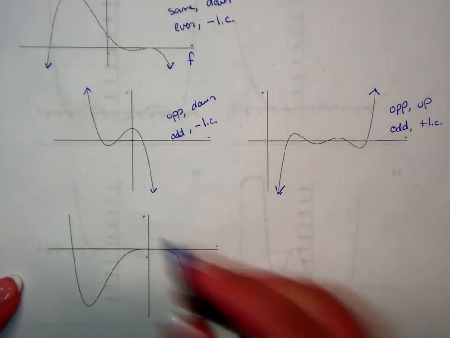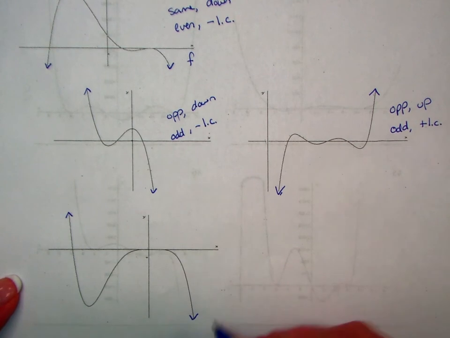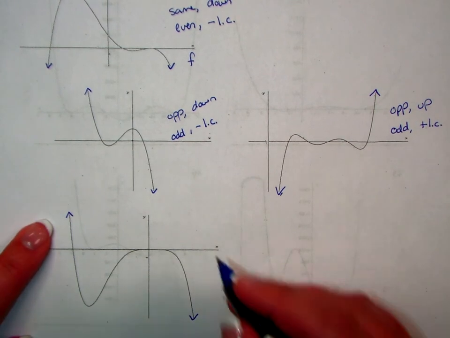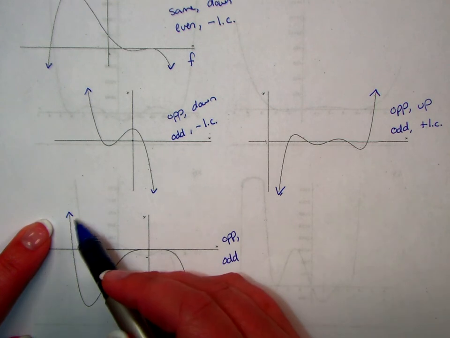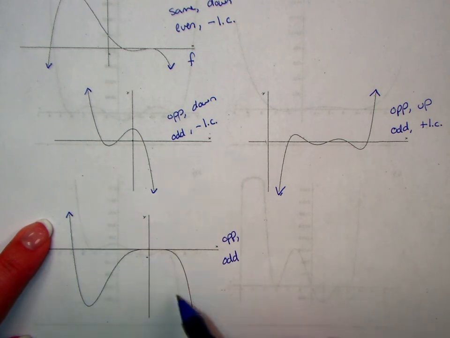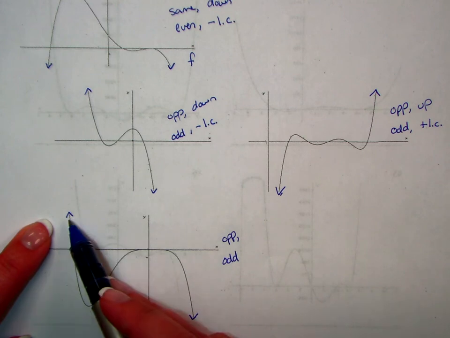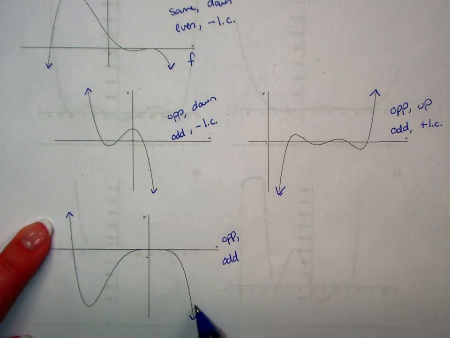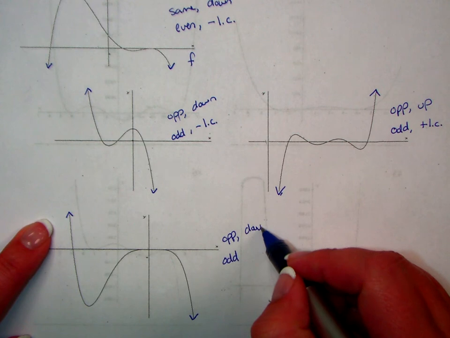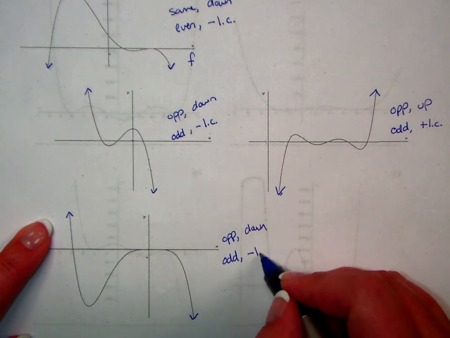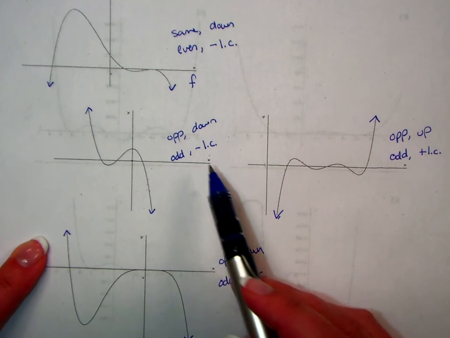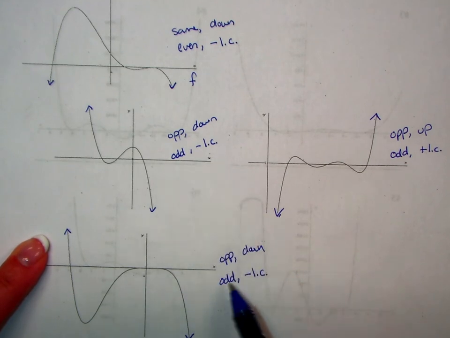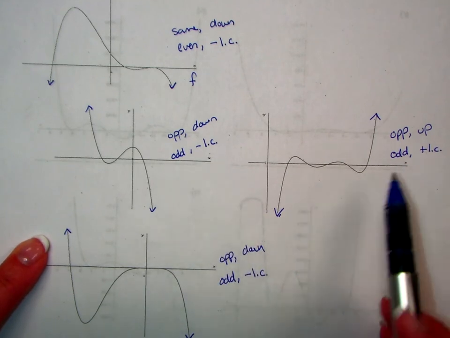The last one, again, the ends are opposite. One's up, one's down. So opposite means it's an odd polynomial. And the fact that from left to right, if I were to connect my arrows, they start up and end down, so this line has a negative slope. So I'm going to say this is going down, which means it has a negative leading coefficient. So we have two odd negatives and one odd positive.